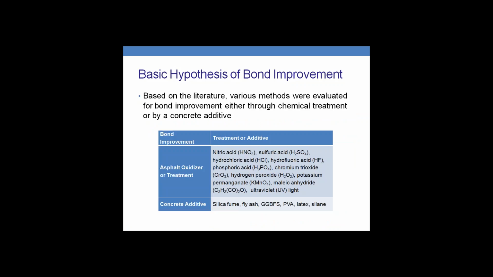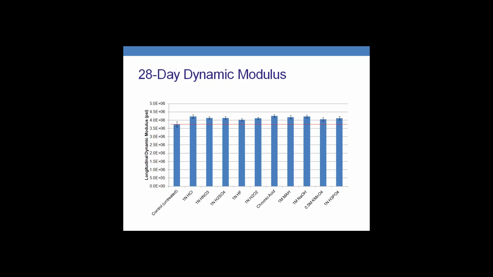So pretty much based on the literature, we found a whole bunch of different ways we can rapidly oxidize the asphalt with various chemicals, mostly acids, or possibly improve bonding through these chemical additives. Let's skip over a little bit here. We just did preliminary proof of concept tests, and found that the dynamic modulus, this is the resonance frequency dynamic modulus, not the dynamic modulus is right here.